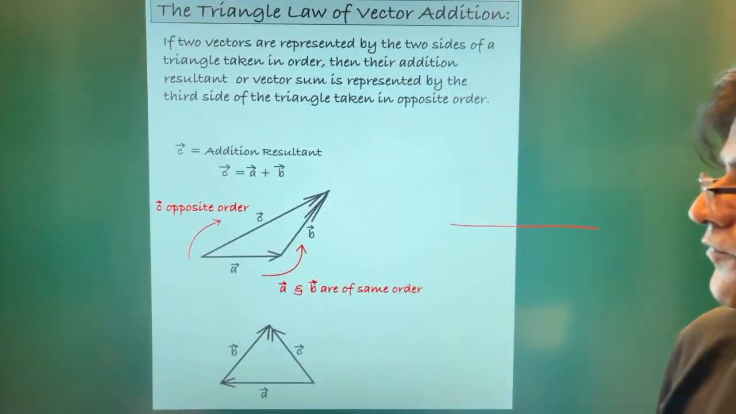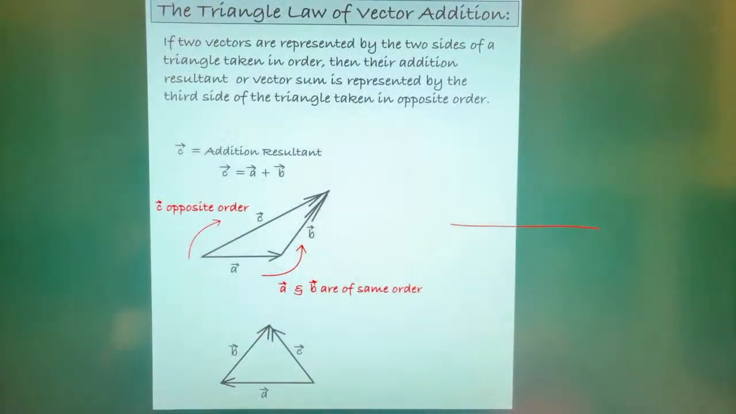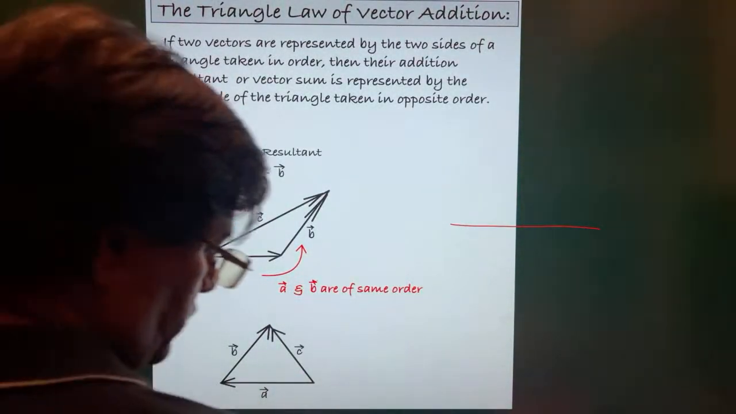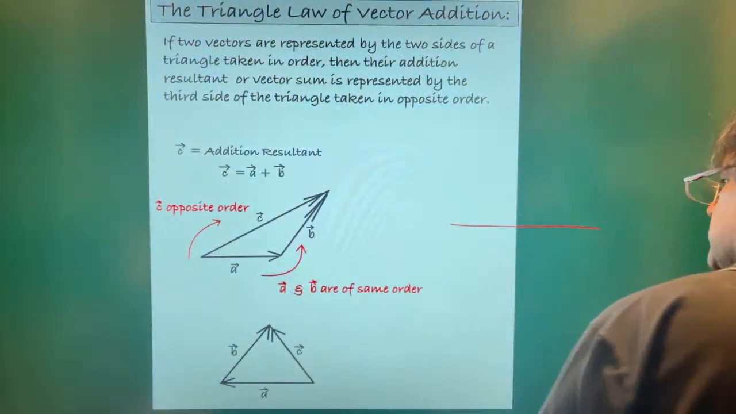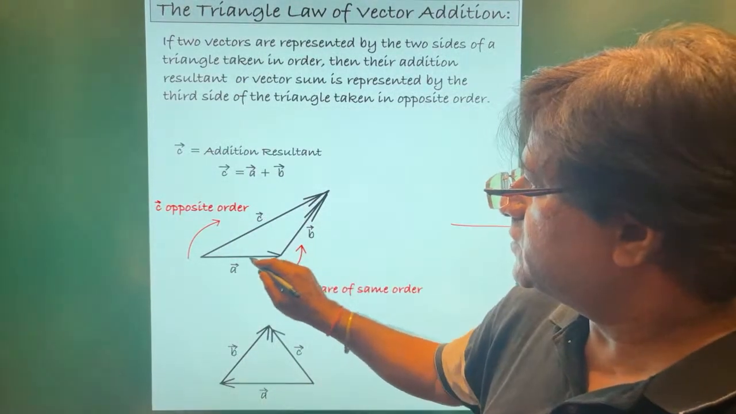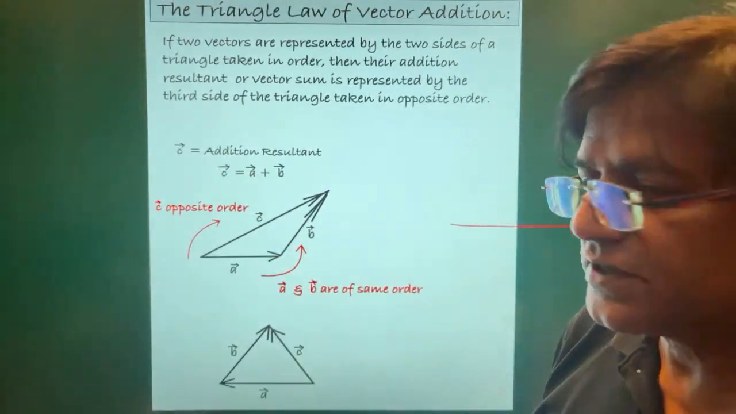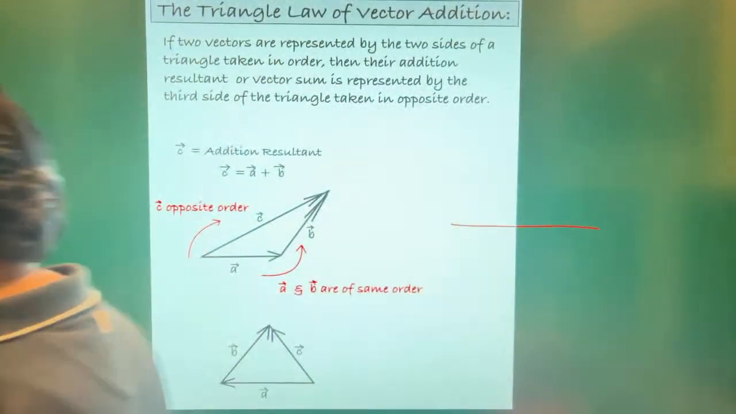So this C is of say opposite order, right? So A and B are of same order and C is of opposite order, right? So here this C is called addition resultant, and it is written as vector A plus vector B sum, right?